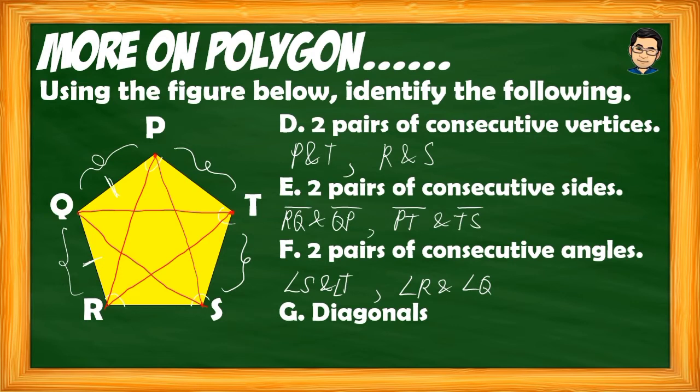So, meron po tayong formula to get the number of diagonals in a given polygon. So, sulat natin yung P kanina, PS, PR, then using T, we have TR, TQ, and using S, SQ. Okay, so yan po yung bilang ng diagonals natin sa pentagon.